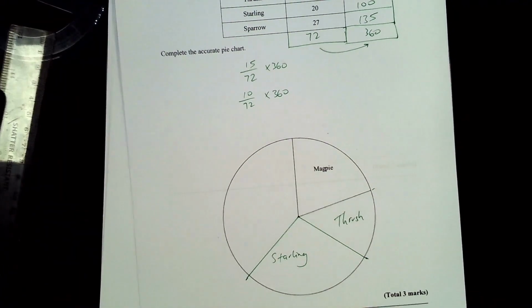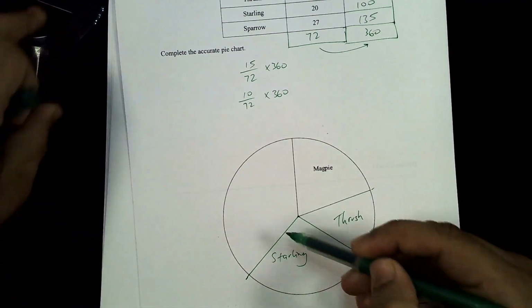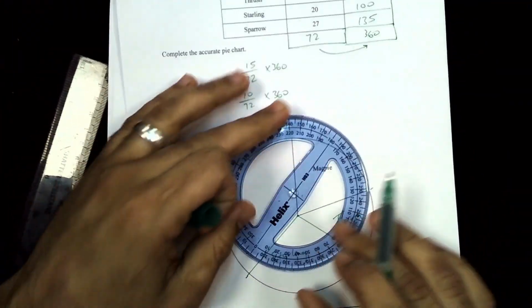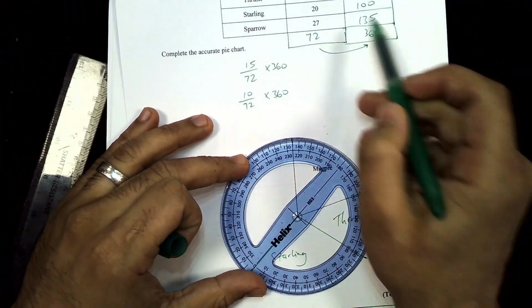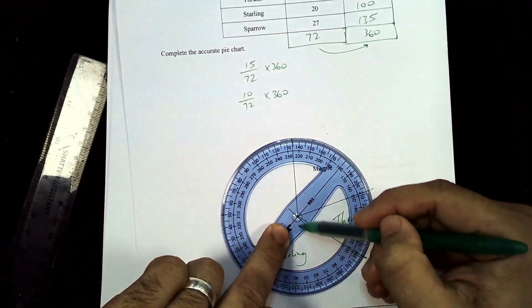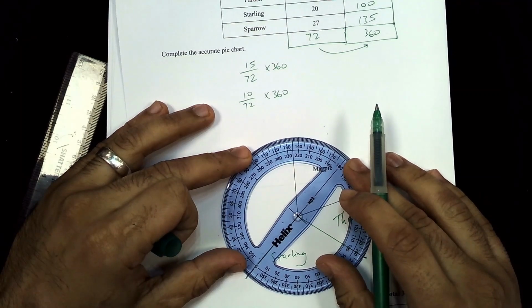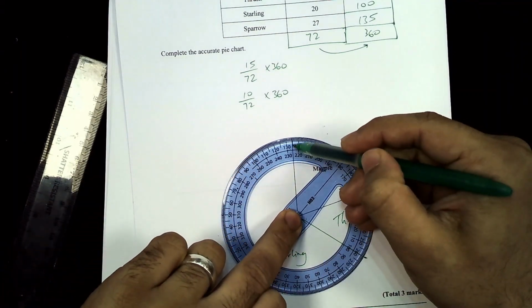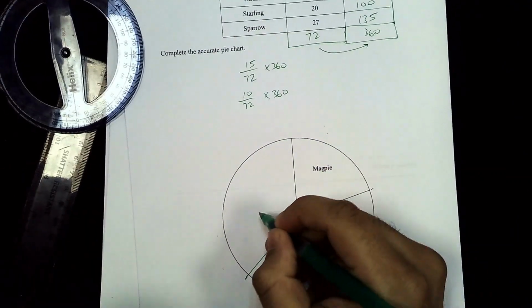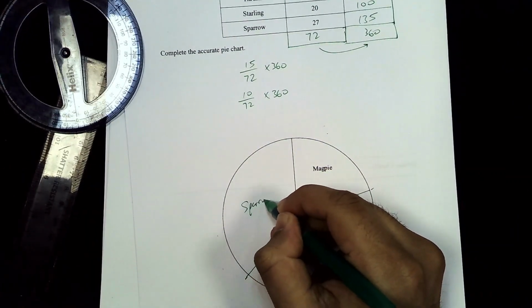The last bird is a sparrow, and I don't need to measure it. You can do it just to check. So this should be 135 degrees if I've done this right, and I hope you can all see that is bang on 135 right there. Okay, so that one's 135, which is sparrow.